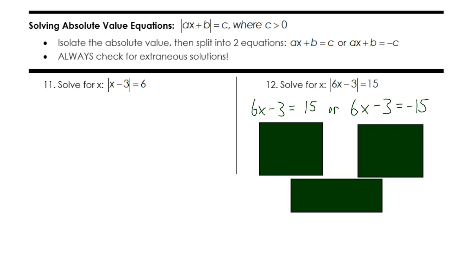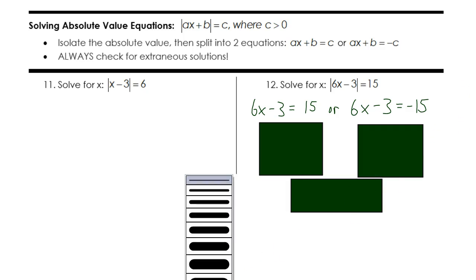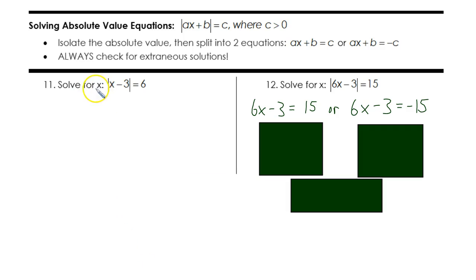Let's talk about how to solve absolute value equations. So this is not graphing. This is something a little bit different. What we want to do here is we want to solve for x when we have absolute value of x minus 3 equals 6. Well, there are a few steps to do this.